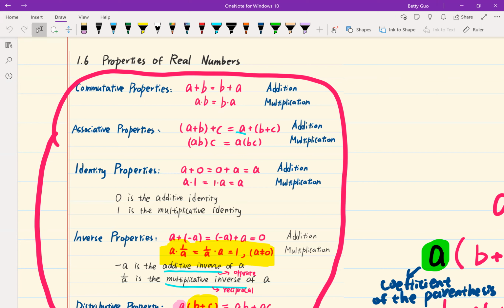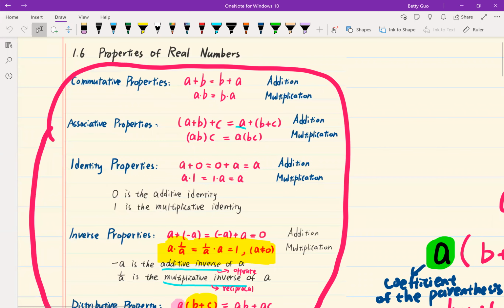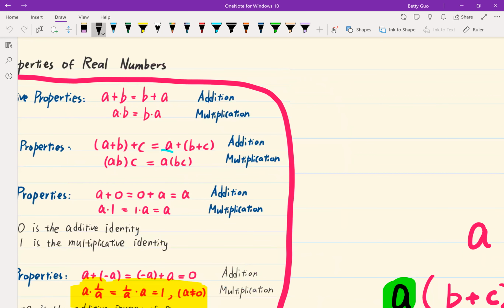The important thing I want to point out is the commutative property only applies to addition and multiplication. It will not work for subtraction and division. Let me show you why. Let's take 7 and 4. Let's look at subtraction. What is 7 minus 4? Of course, 3, right?